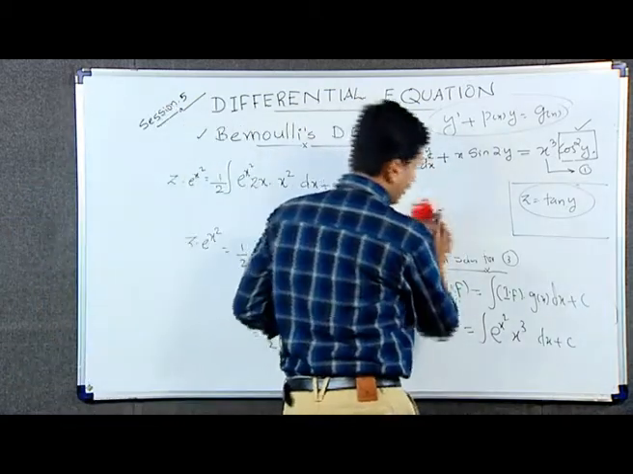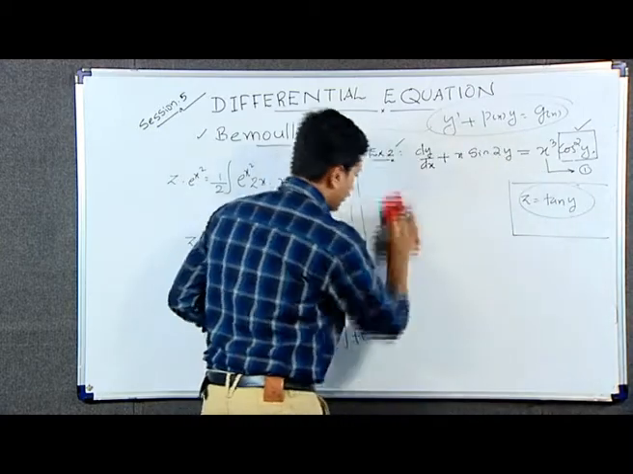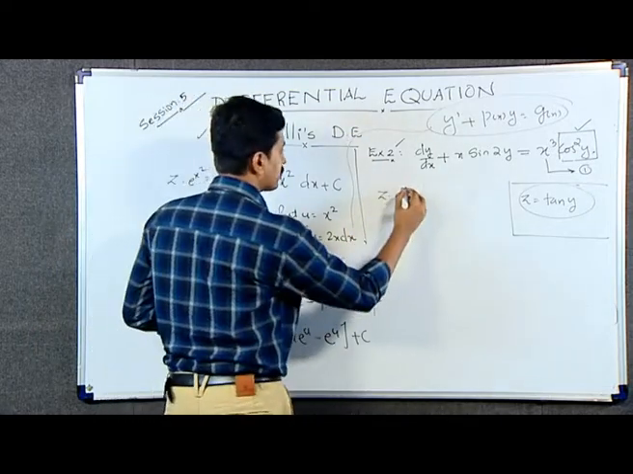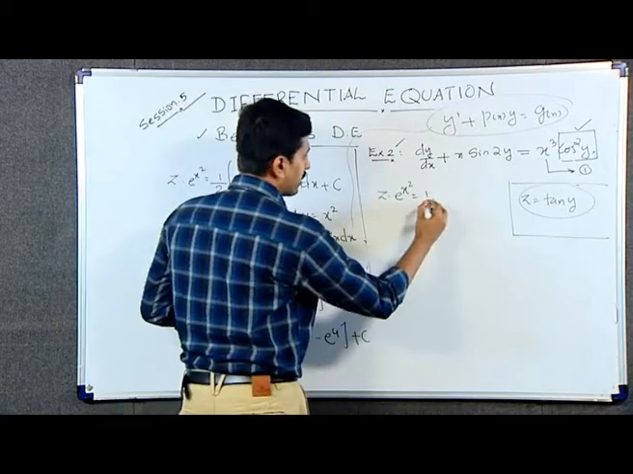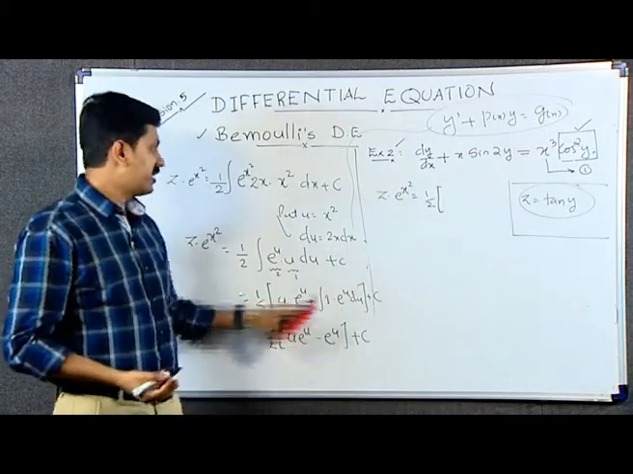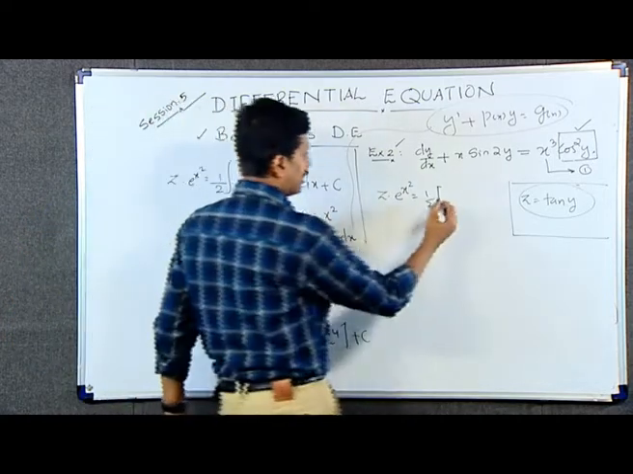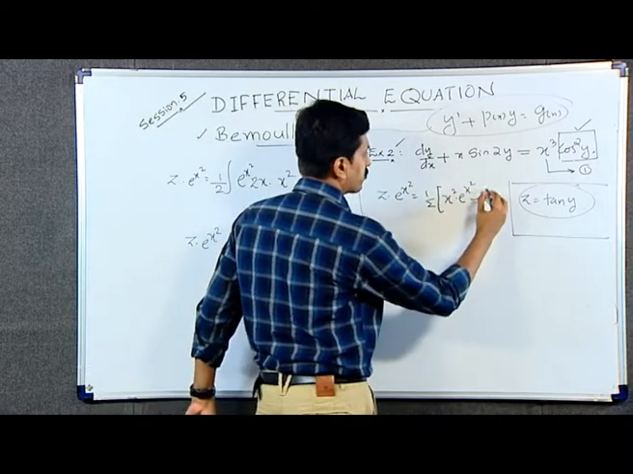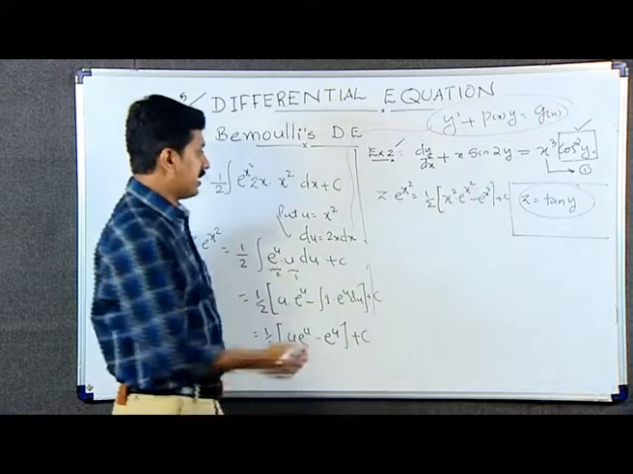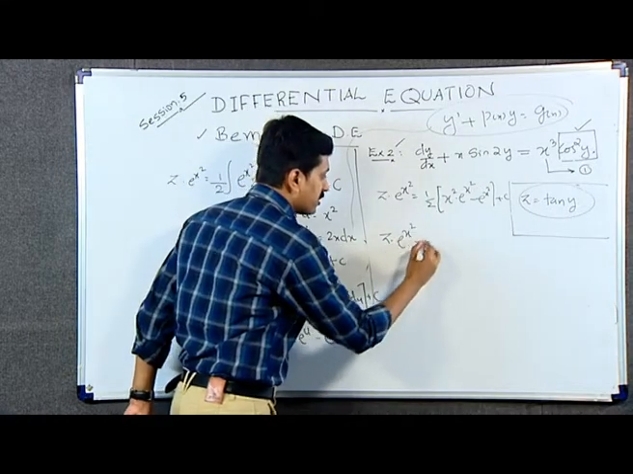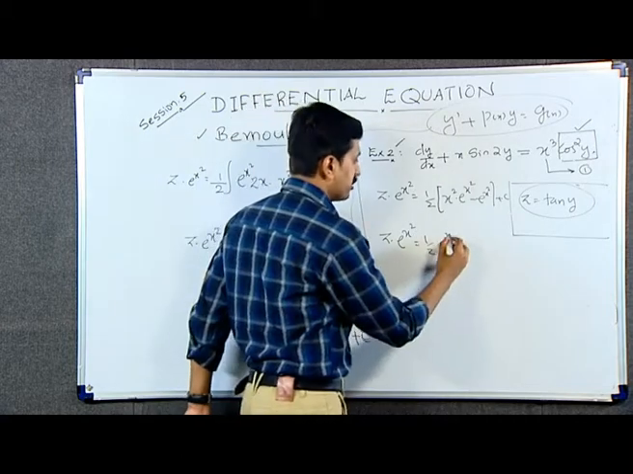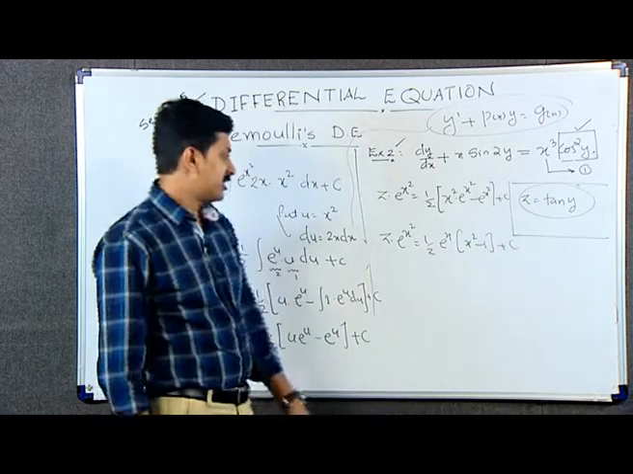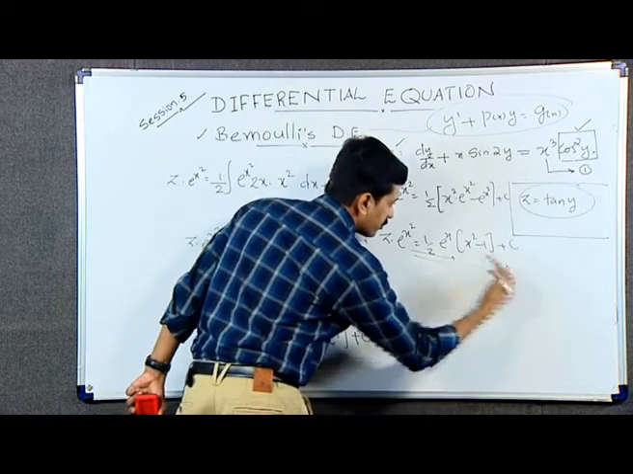So, again we are coming to the conclusion of the problem. z e raised to x square is equal to 1 by 2 into, we can replace u by x square, e raised to x square minus e raised to x square, plus c. So z e raised to x square is equal to 1 by 2 into e raised to x square into x square minus 1, plus c.